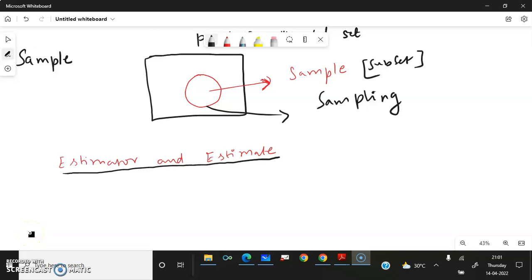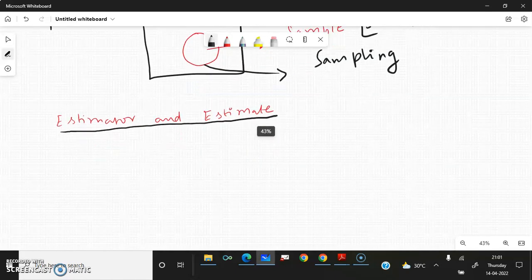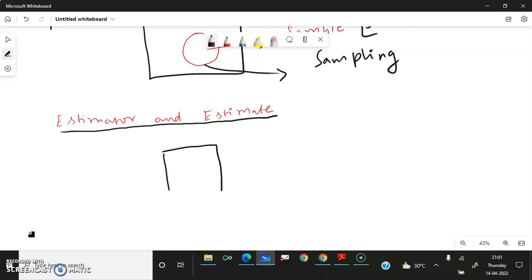In the previous class we studied the sample. Now we are going to study about the estimator and estimate. Same thing in the population. Suppose we are studying about some population, right? You want to find the mean of the population.